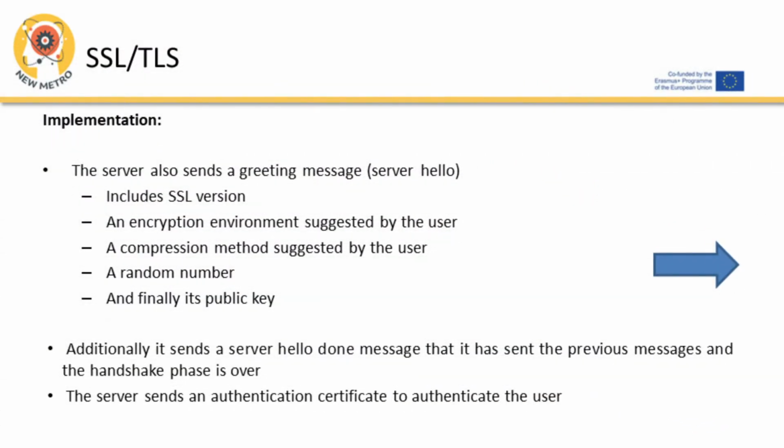The server also sends a greeting message in return, server hello. It includes the SSL version, a user-suggested encryption environment, a compression method suggested by the user, a random number, and finally, its public key. In addition, it sends a completion message, server hello done, that it has sent the previous messages and the handshake phase is concluded. The server sends an authentication certificate to certify its identity.